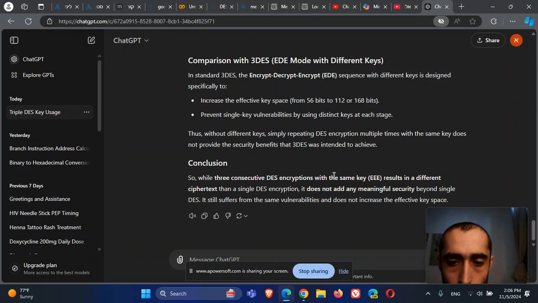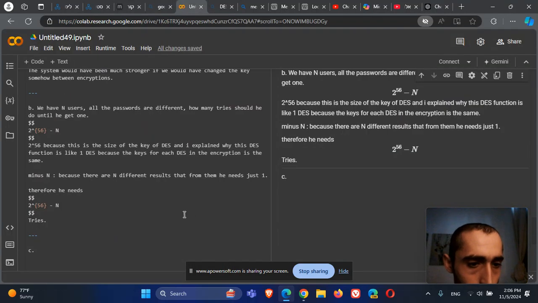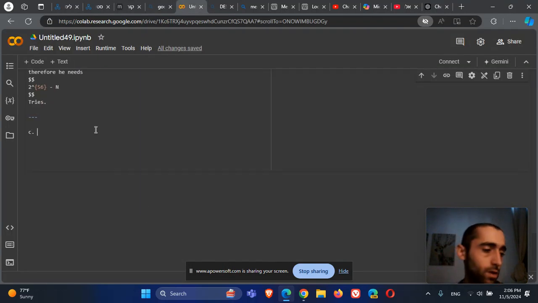So, three consecutive encryptions with the same key result in different ciphertext than a single DES encryption, but it does not add any meaningful security beyond single DES. It still suffers from the same vulnerability and does not increase the effective key space. So the conclusion is that it's not really changing the space of the key. The space is still the same size, 2 to the power of 56.